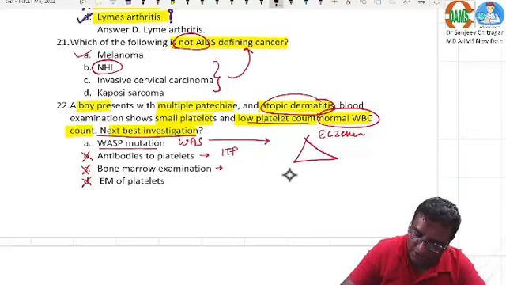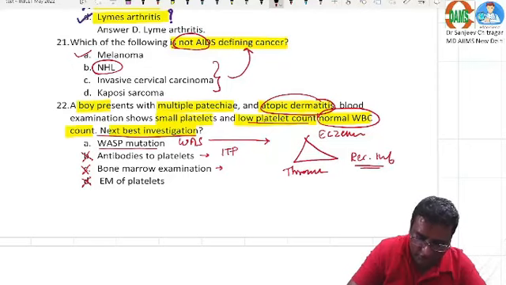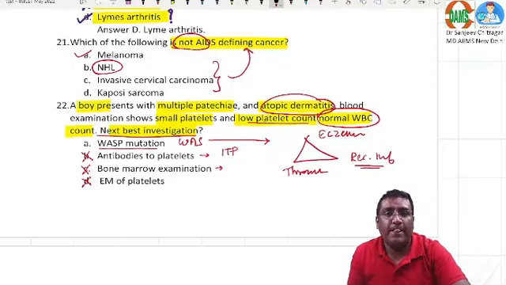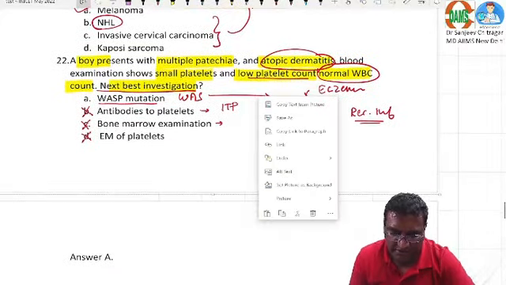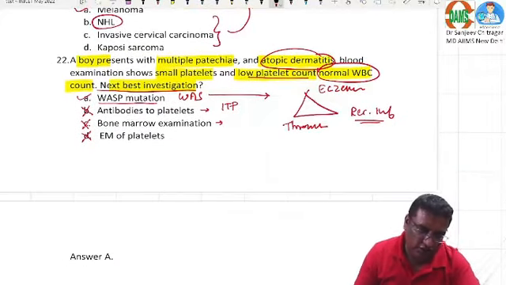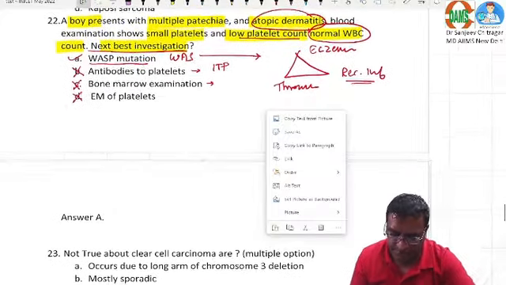Then there is thrombocytopenia and there will be recurrent infection. So the examiner has not given you recurrent infection, the rest two have been given to you here. That is why the answer is VASP gene mutation. You will do that investigation.